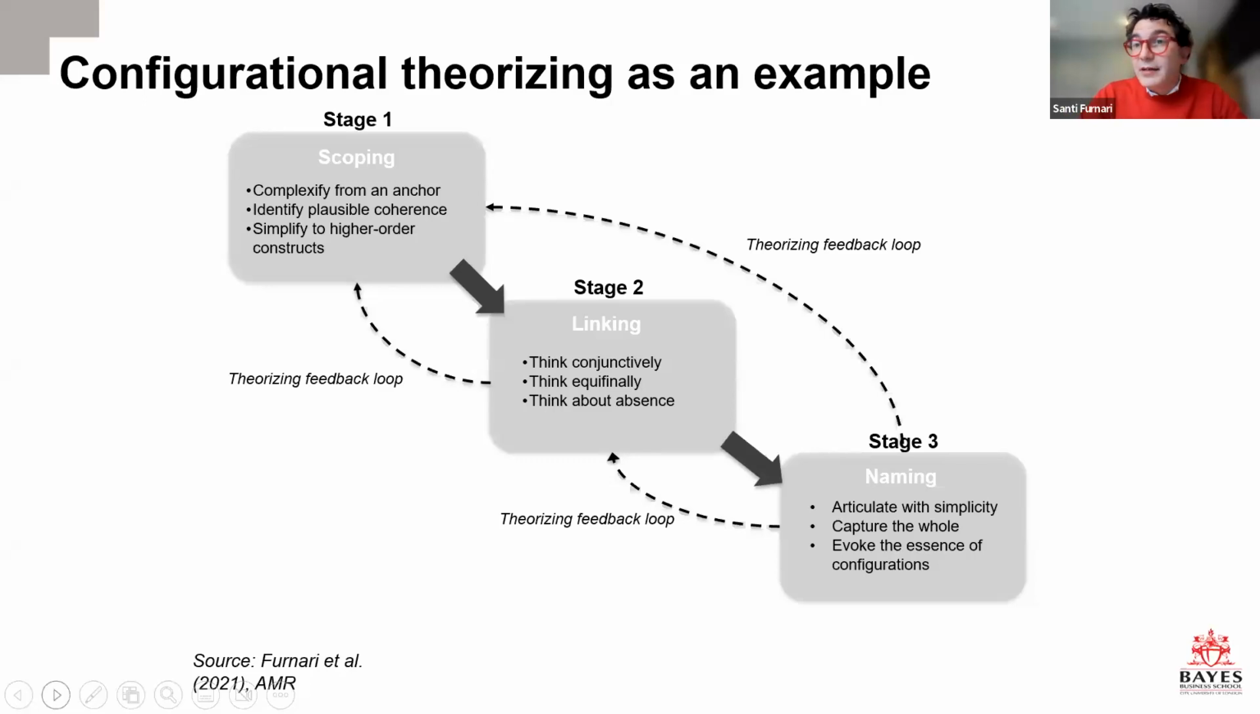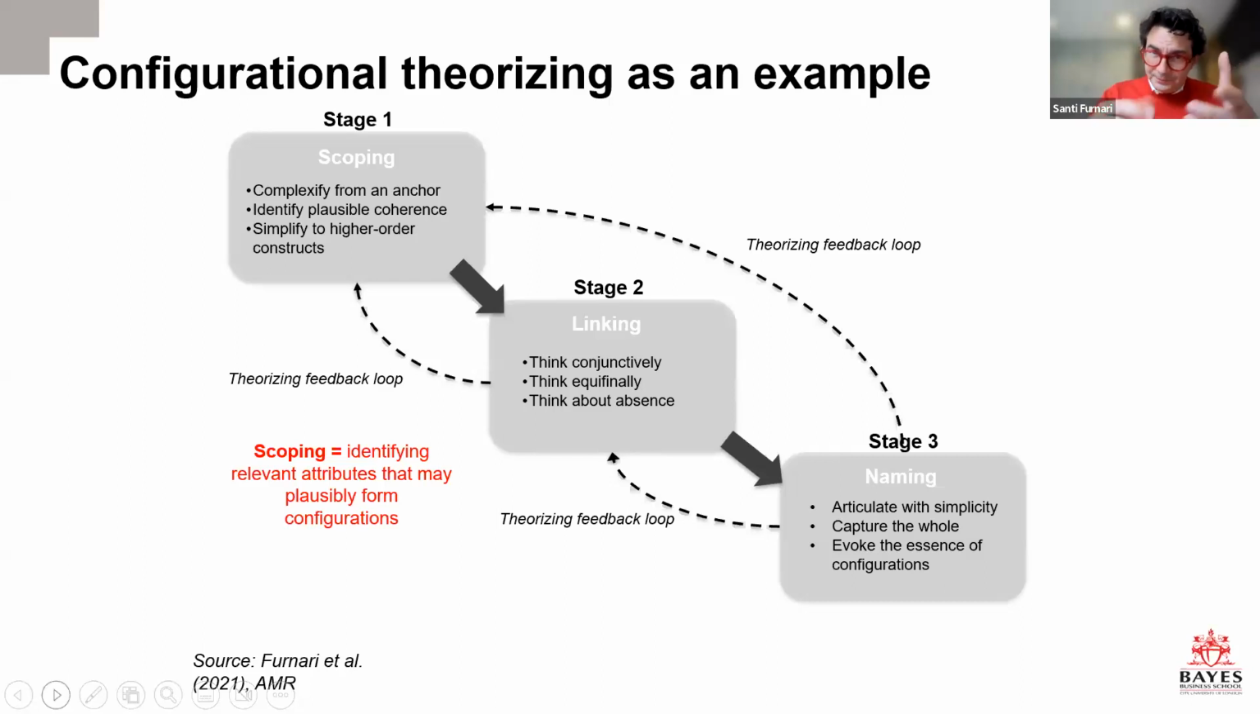And so one first reasoning cycle or theorizing cycle that my co-authors and I have identified is called scoping. And scoping is about identifying relevant attributes that can explain that phenomenon in combination. And in this combination, in configuration, here you're trying to embrace and include more of that ugliness, of that complexity of the real world. And so you start from complexity to embrace as much complexity as you can.